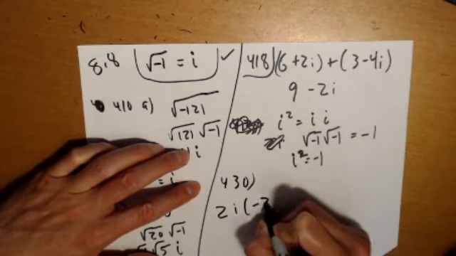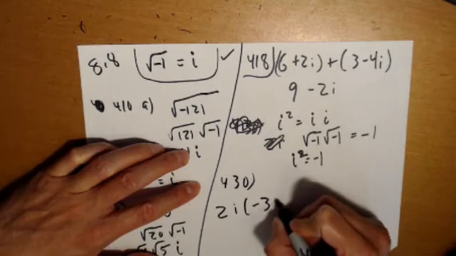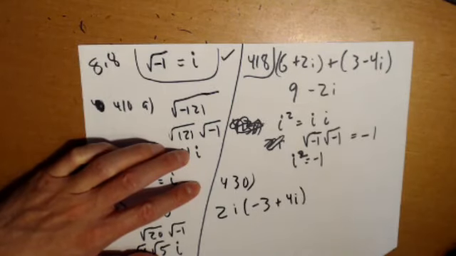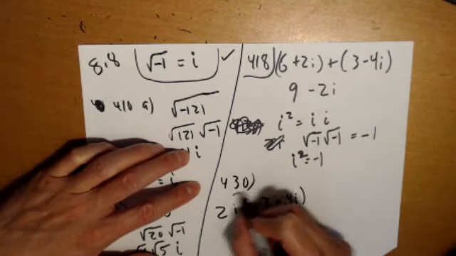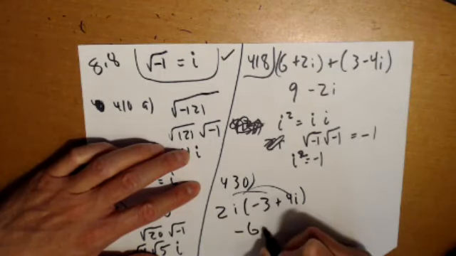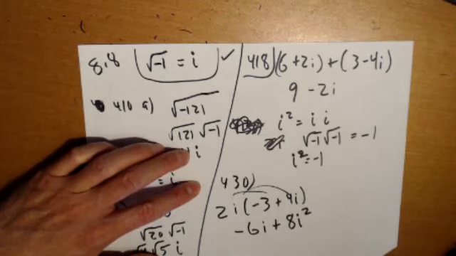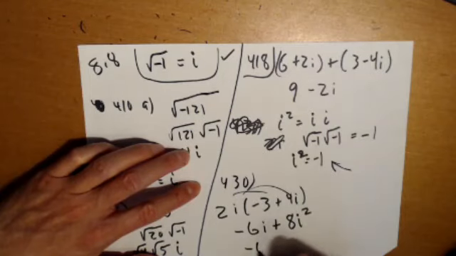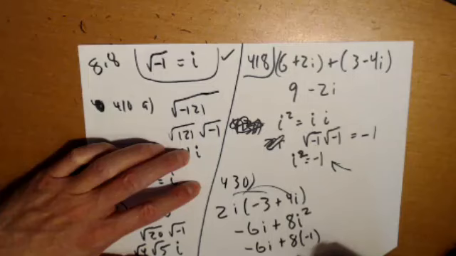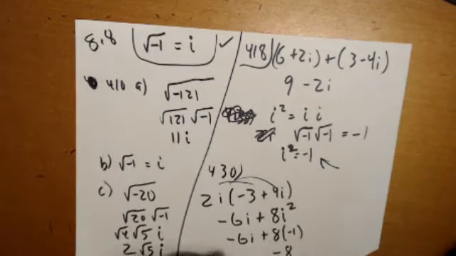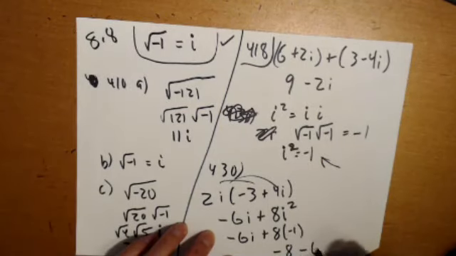2i times -3 plus 4i. So that distribute, no big deal. -6i plus 8i squared. Just distributing. And then we agreed a second ago that i squared is really -1. So this is -6i plus 8 times -1, which is just -8. And then we have the -6i. I'm going to just put it over there because I'm lazy.